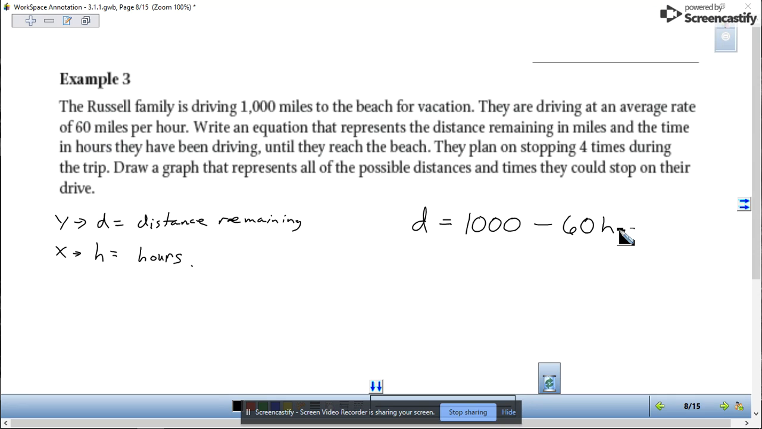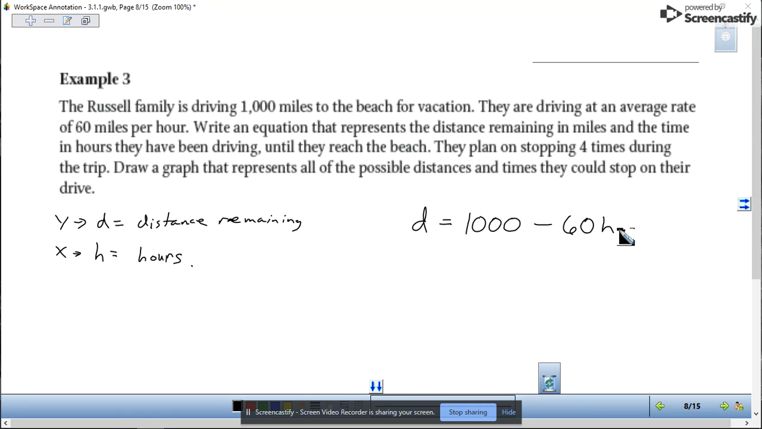Write an equation that represents the distance remaining in miles and the time in hours they've been driving until they reach the beach. They plan on stopping 4 times during their trip. Draw a graph to represent all the possible distances and times that they can stop on their drive. So, how are we going to show that? First off, let's talk about a few things before I go over to my graph paper and graph this.